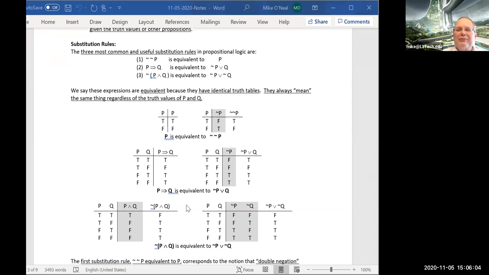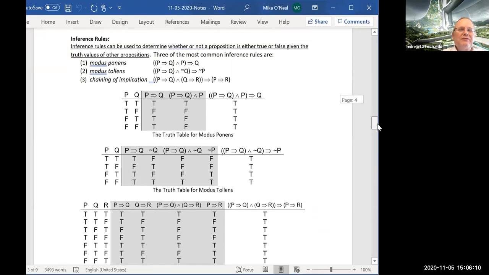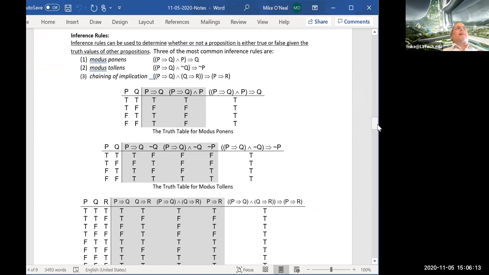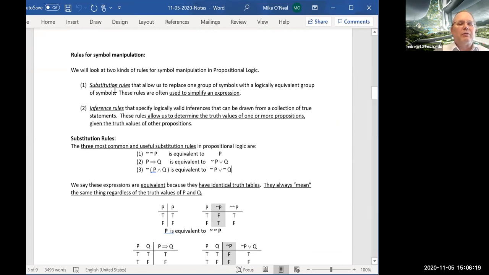Okay, so next up, what do we want to do? Well, I've talked through this whole next page of notes, and we're down to here. So remember what I said we were going to do. I said we were going to talk about substitution rules, which are ways of replacing one group of statements for another, or one group of symbols for another, and I showed you 3 substitution rules. I showed you double negation. I showed you that implication is equivalent to not P or Q, and I showed you that not over a quantity that's ANDed becomes not the first item or not the second item. So we've gone through substitution rules.